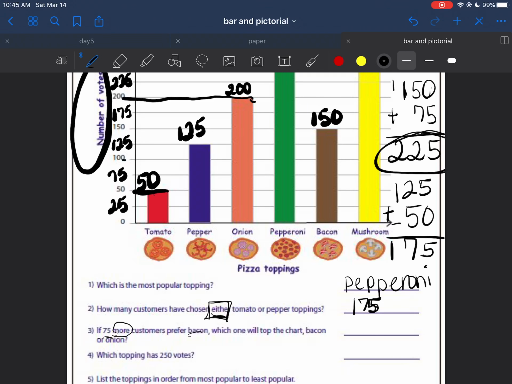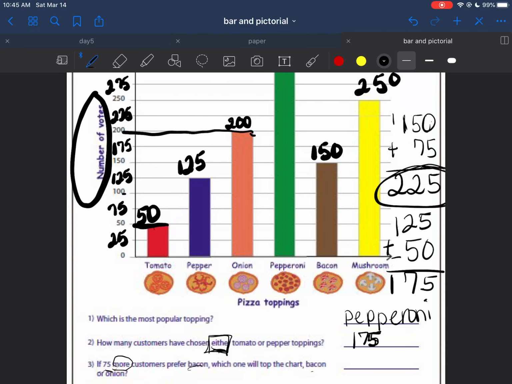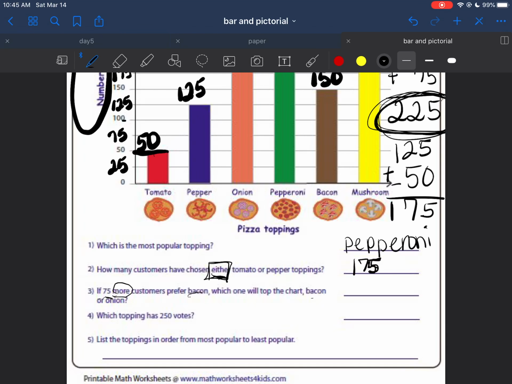But that's not what my question's asking. It's saying which one will top the chart, bacon or onion. Well, if 75 people more like bacon, that's 225. Onion's sitting at 200. So who had more? Bacon.